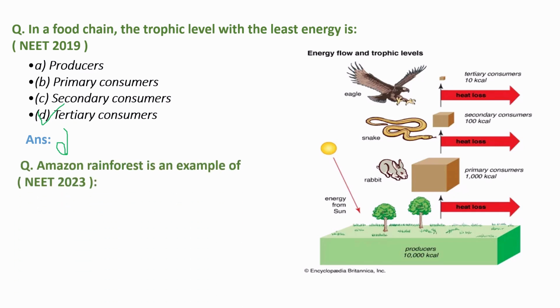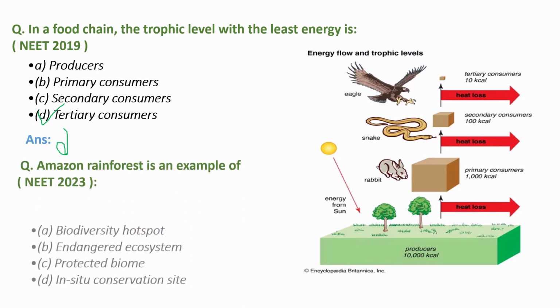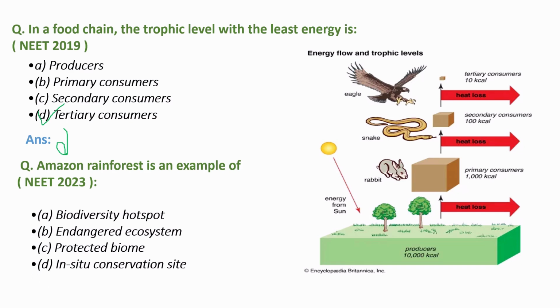What is the next question? Amazon rainforest is an example of. Here they are asking about the Amazon rainforest. Normally the Amazon rainforest is an example of a tropical rainforest. Why? Because it has high temperature and humidity and everything.